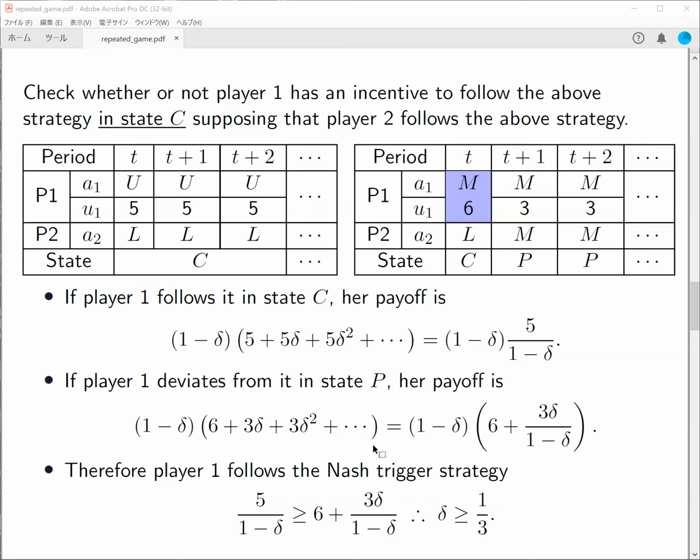Finally, we compare the total payoff under no deviation with the total payoff under deviation. That is, if the total payoff under no deviation is greater than the total payoff under deviation, then the Nash trigger strategy supports U and L in every period. By solving this inequality for delta, we find that the Nash trigger strategy supports U and L in every period if delta is greater than 1/3.